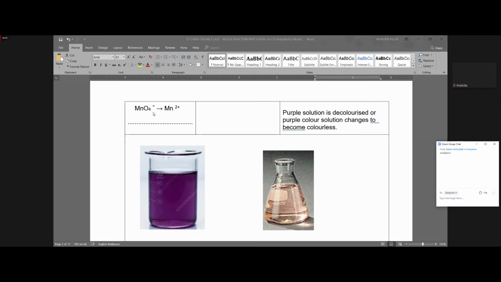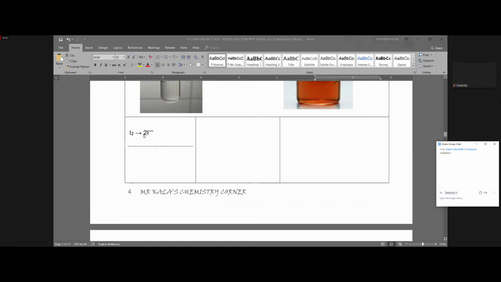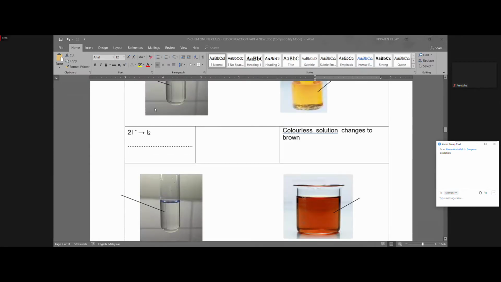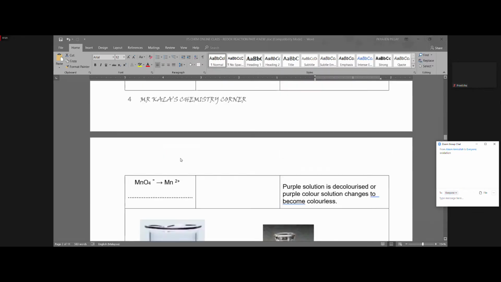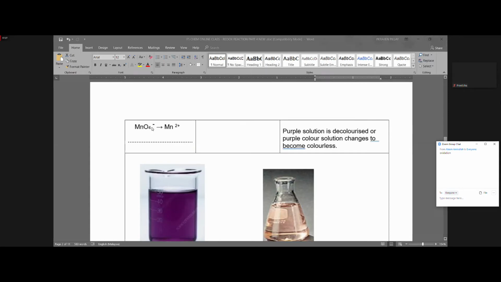Because +7 to +2. Where did you get +7 from? The MnO4. Well done, Celine. You see, you cannot compare like this. All of you know, we only involve one element here: iodine, here also iodine, now bromine. But now you see two different atoms, so you cannot compare -1 to +2. You must compare like what Celine did. You must compare the Mn and the Mn.